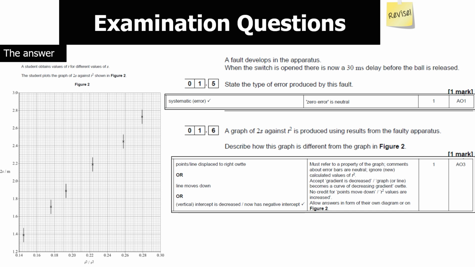So what you'll notice is the points will all be displaced further to the right because all the values for t will be bigger than they should be, so it'll affect where your x-intercept is. As well, the y-intercept will decrease because they've all been shifted across, so it's going to hit the y-axis at a lower value. But it's important to note that the systematic error will not affect your gradient, so it'll still have the same steepness. So that brings an end to this revision session.